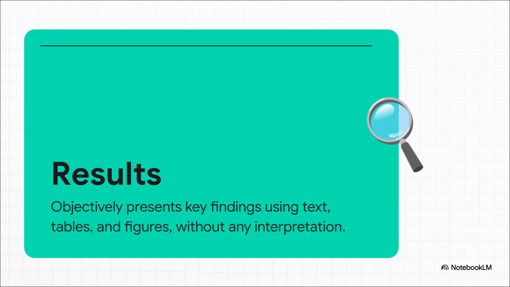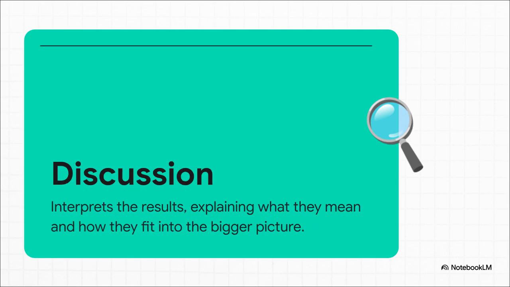Then we get to the results, and this is where the rubber meets the road. This section is just the facts. It's where the authors present their data, often in graphs and tables, and just state what they found. There's no opinion, no spin, no interpretation here. It's just, we did this, and this happened. Here's the data.